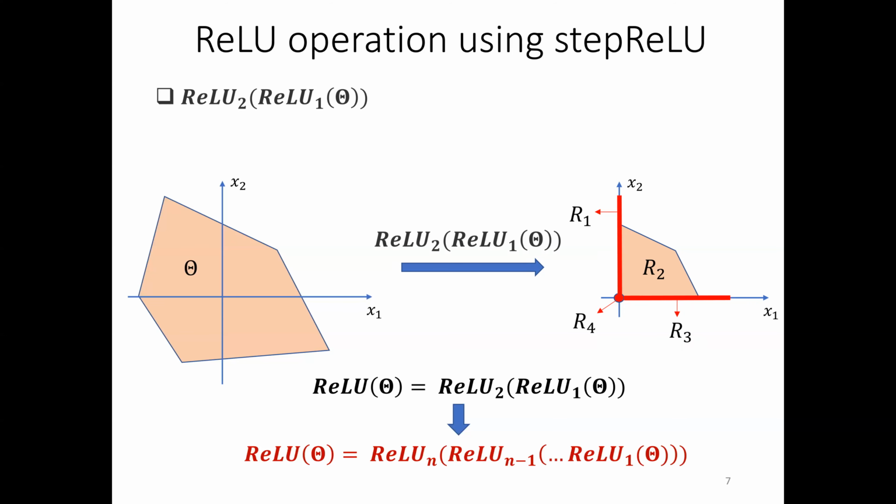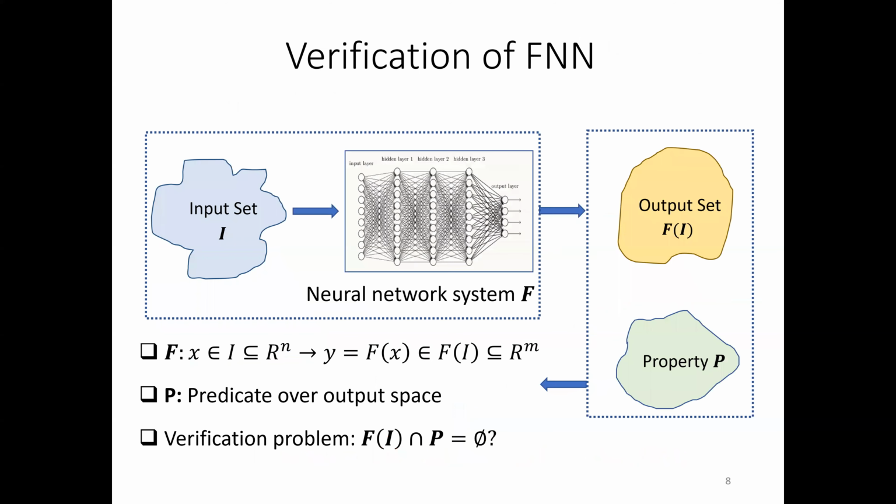If you know the ranges of all neurons in the polyhedron before you do the computation, then you can get rid of many neurons, and you don't need to worry about the step ReLU operation on this neuron or this dimension. Okay, that's how you optimize the ReLU operation. And then we talk about verification of feedforward neural networks.